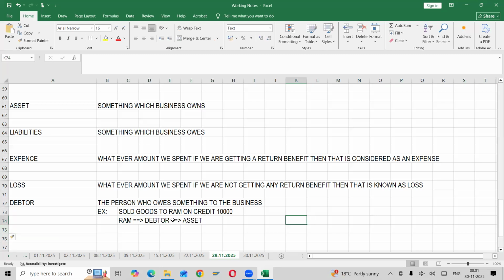Ram. Ram is a debtor. So normally what happens in our day-to-day transactions, we are running a big business, right? And normally we will do a number of credit sales to different persons. For example, you have sold goods on credit to 1,000 members, 1,000 debtors, or credit customers.